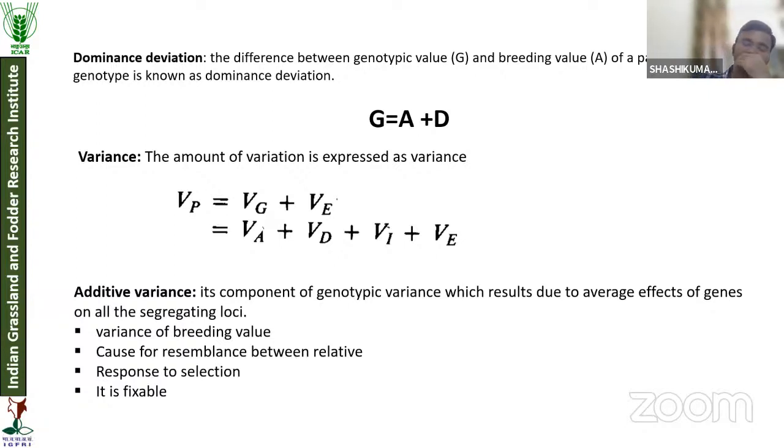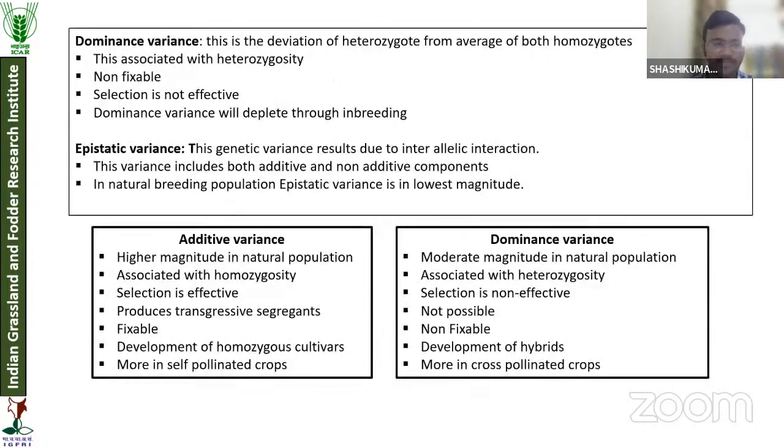The additive variance, we always say, is fixable. Whereas for dominance variance, what will happen? The dominance genes will segregate, so in the next generation you cannot get the same effect. But if you keep on selecting for additive variance, as the homozygosity increases, the additive variance will get fixed in the homozygous condition.